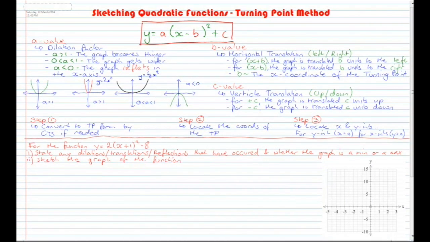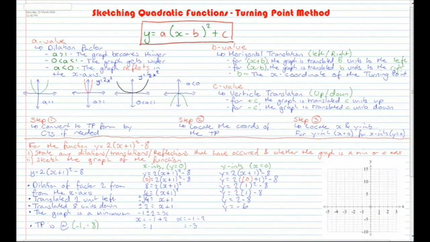And it's now that time of the lesson again where you need to press pause and attempt the following question. That is for the function y equals 2 bracket x plus 1 squared minus 8. State any dilations, translations and reflections that have occurred and whether or not it's a maximum or a minimum graph, and sketch the graph of the function. Remember, when you're done, press play so you can check your solutions out against mine.